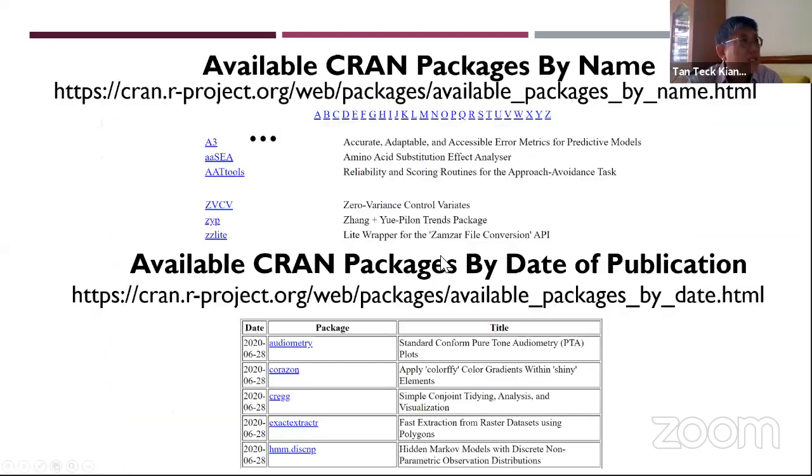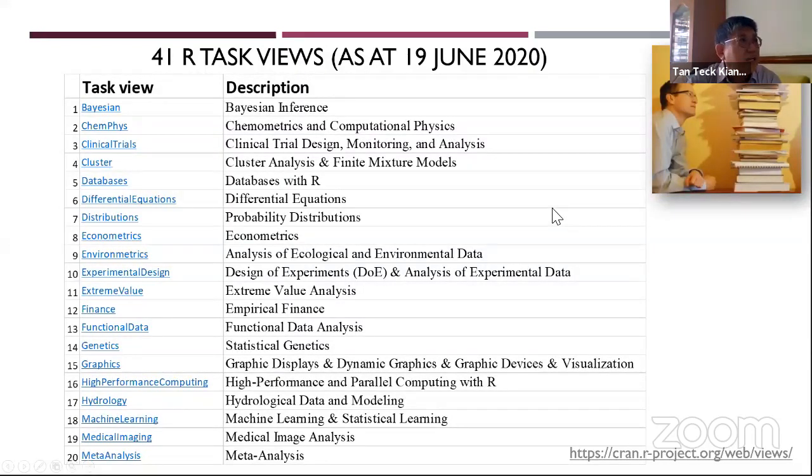So one is by name, that is the web page name. There's also a web page for publications. I'll go through these two with you shortly. Before that, there are 41 task views as of this date, because the task views will increase over time. Last year there were only 40, now it's 41.